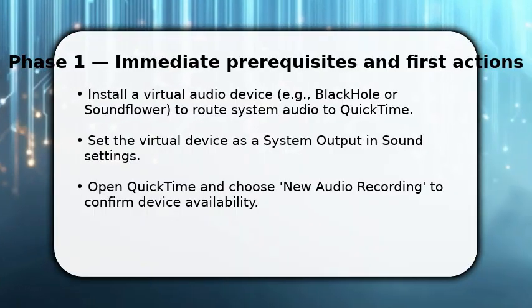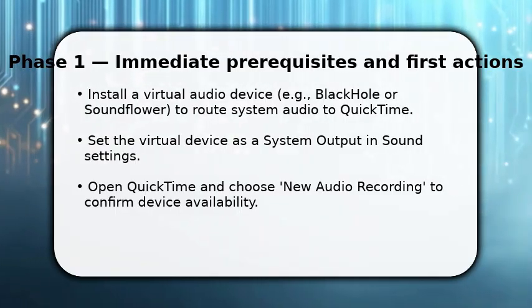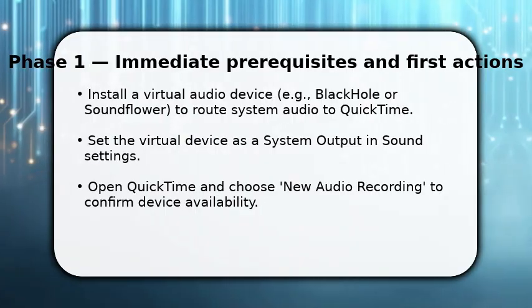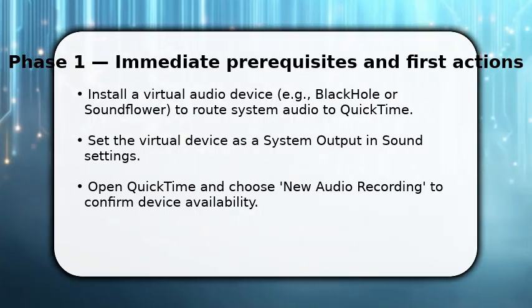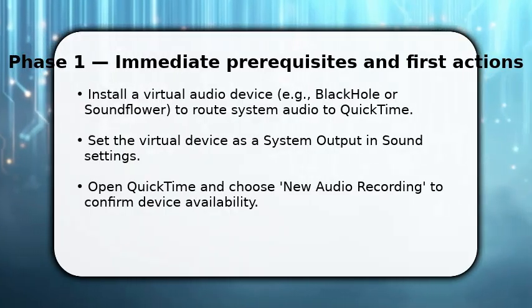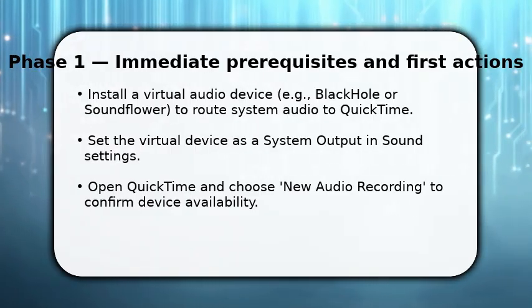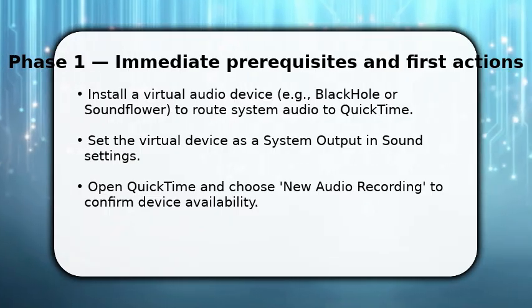You start by installing a lightweight loopback driver so QuickTime can capture internal sound. Choose BlackHole or Soundflower. They create a virtual audio device that looks like speakers. Once installed, open System Preferences, then Sound, and set that virtual device as the output. This routes all system audio into the virtual input.